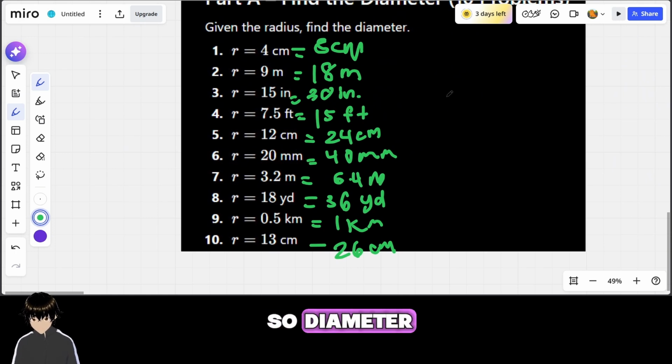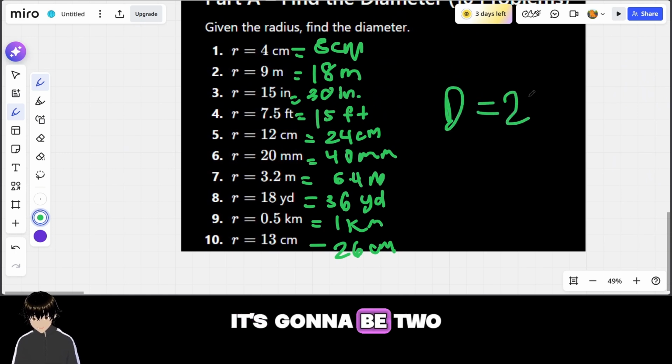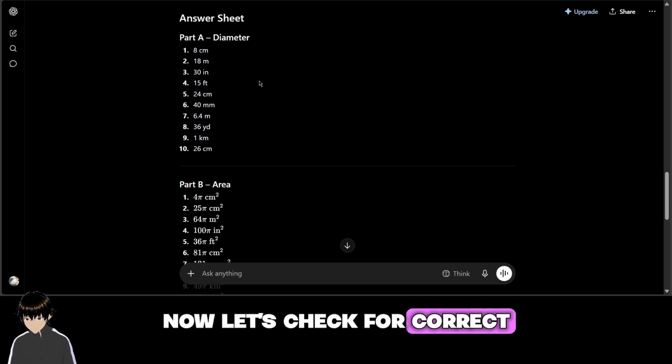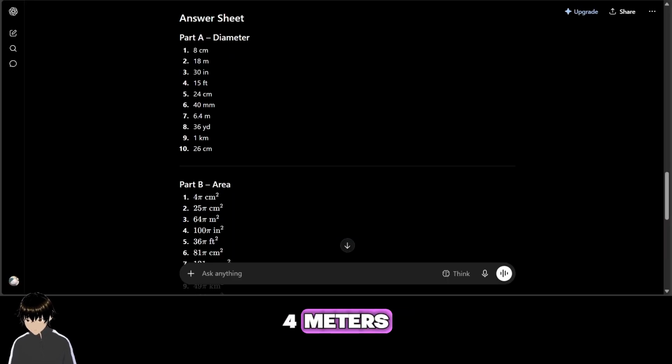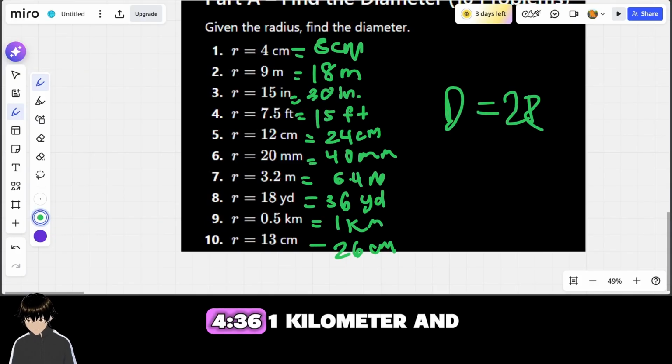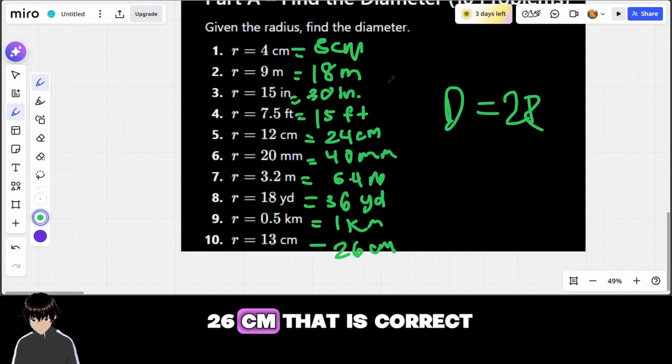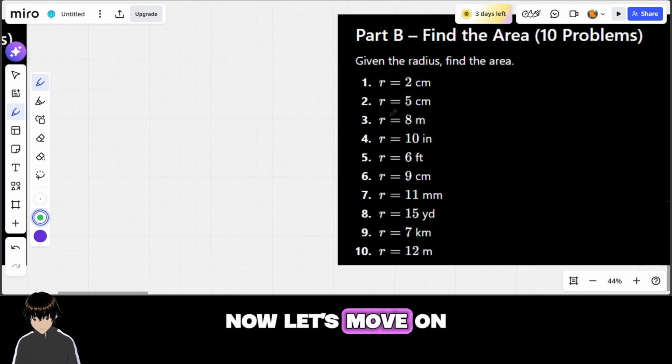So diameter is going to be 2 times radius. Now let's check for correct. 8, 18, 30 inches, 15 feet, 24 centimeters, 40 millimeters, 6.4, 36, 1 kilometer, and 26 centimeters. That is correct. Now let's move on to the area.